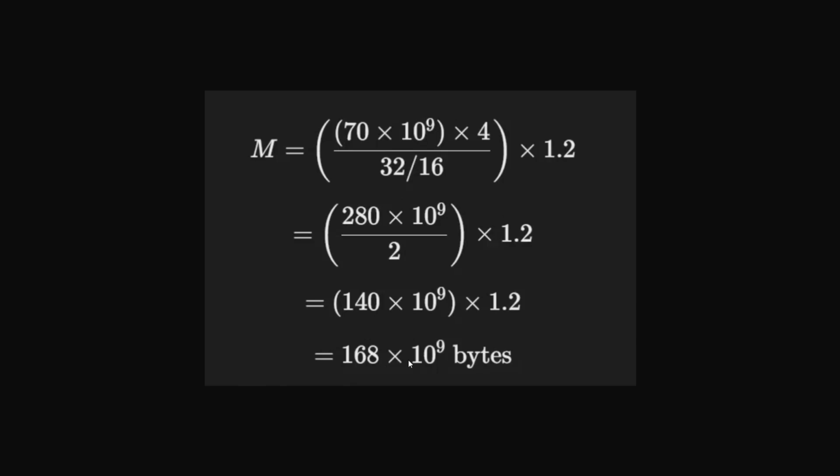Now, if you wish to convert this into GBs, that would be 168 GBs, because 1 GB has 10 raised to power 9 bytes. Hence, a model with 70 billion parameters would require 168 GB to run smoothly on your system. Now, similarly for other models, be it DeepSeek R1 or be it Neon Video, whatever is your favorite model, you can estimate how much GPU you would require.